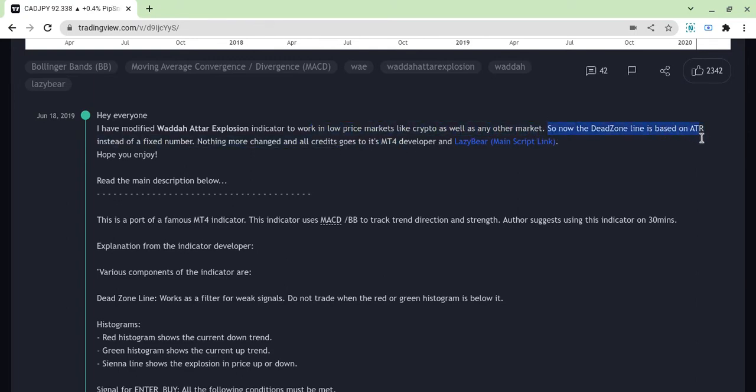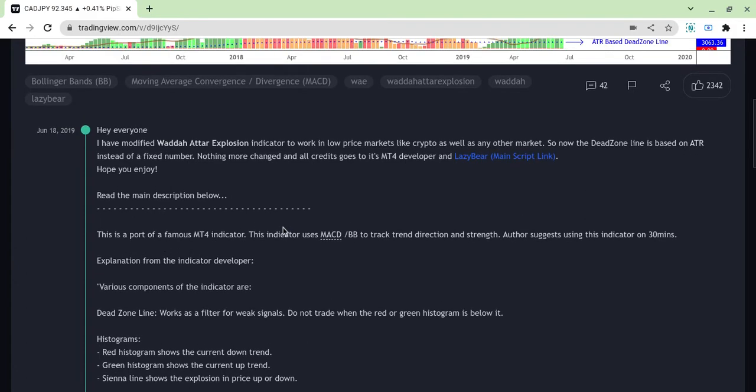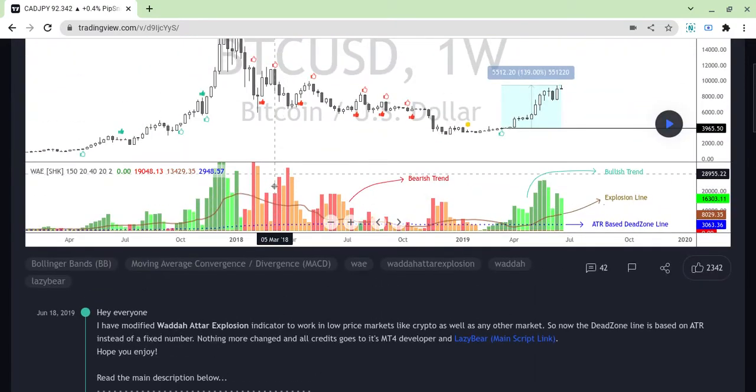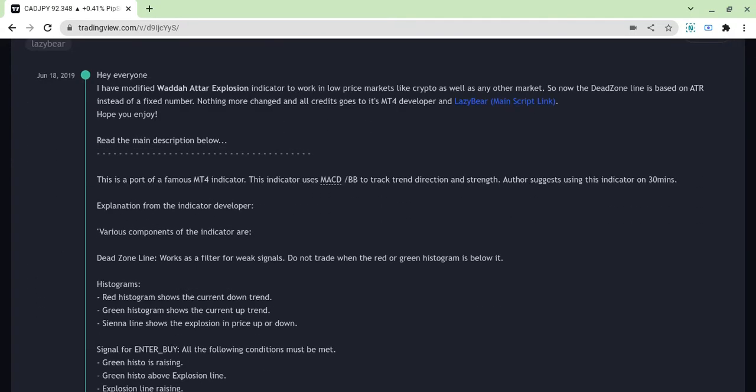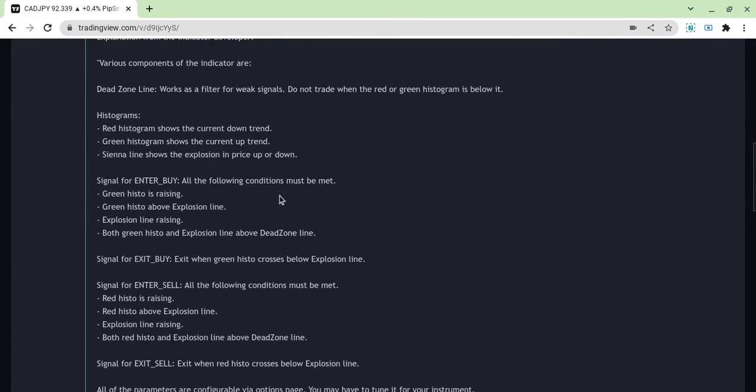So now the dead zone line is based on an ATR instead of a fixed number. So now when the ATR is showing dead zone or dead movement or whatever, this right here will adjust. And that's why, when I was reading it, I went with this one. I didn't even ever test the other one out. But just so you know, let's go over the rules really quick.